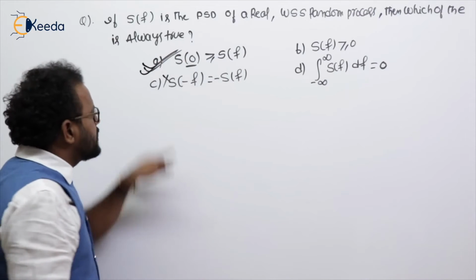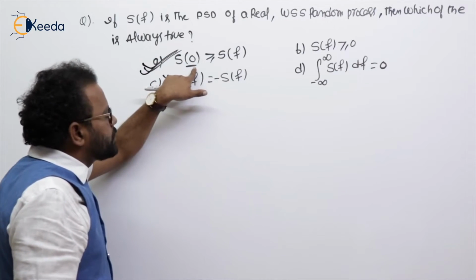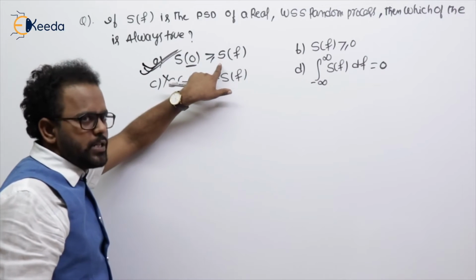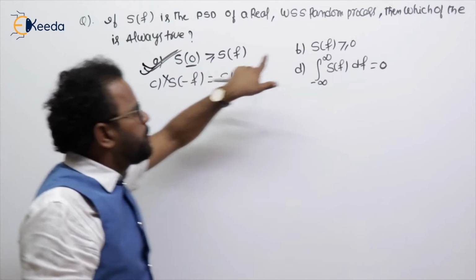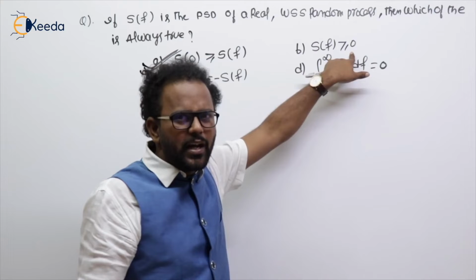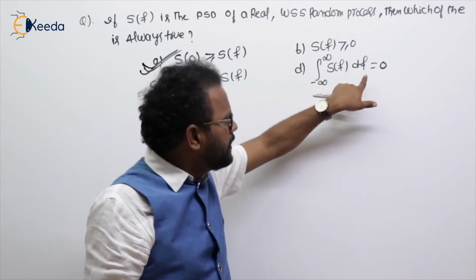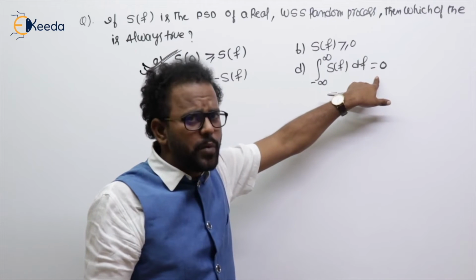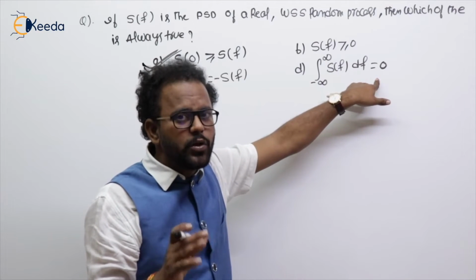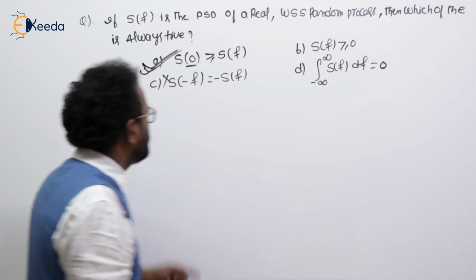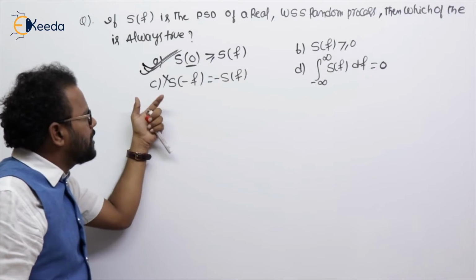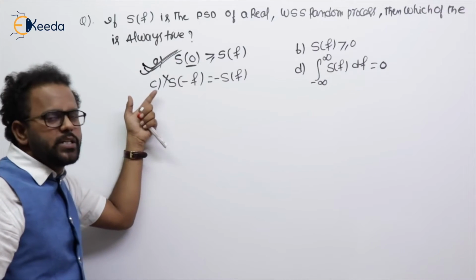Because the value at f equal to 0 is always greater than or equal to the rest of values. And power spectral density is not always greater than or equal to 0; maybe it becomes 0 or negative also. But the area is not equal to 0 because power is not always equal to 0, it may be any value. And it is an even function, but they said odd function, so it's clearly ruled out.